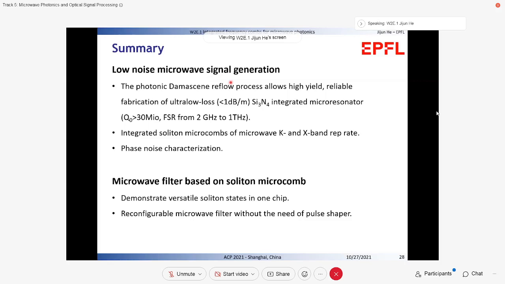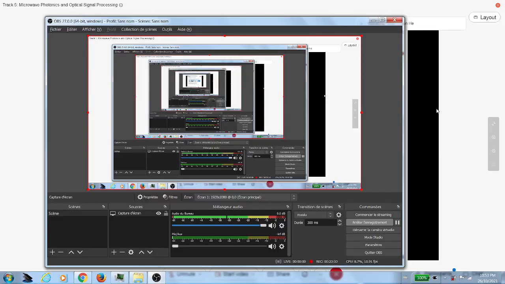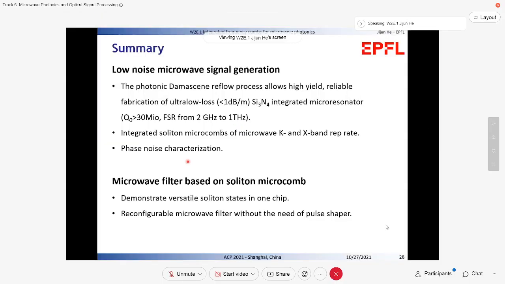This is enabled by our photonic damascene technique, which provides us high yield silicon nitride microresonators with ultra low loss of less than 1 dB per meter, corresponding to a quality factor of more than 30 million. In the 10 GHz and 20 GHz samples, we obtain soliton microcombs with microwave K-band and X-band repetition rates. The phase noise is also characterized, and the noise source and the limit are also discussed.